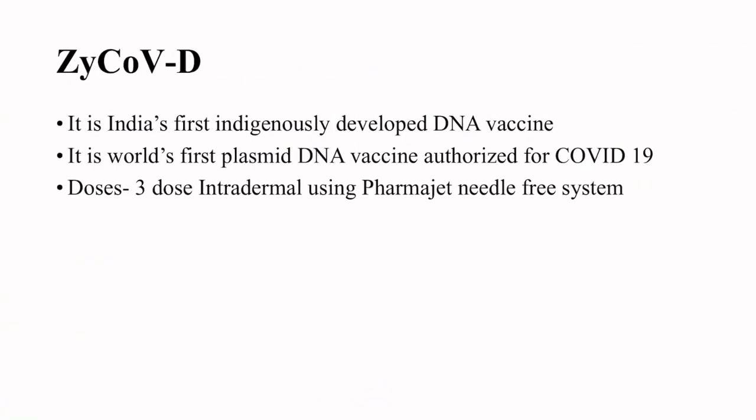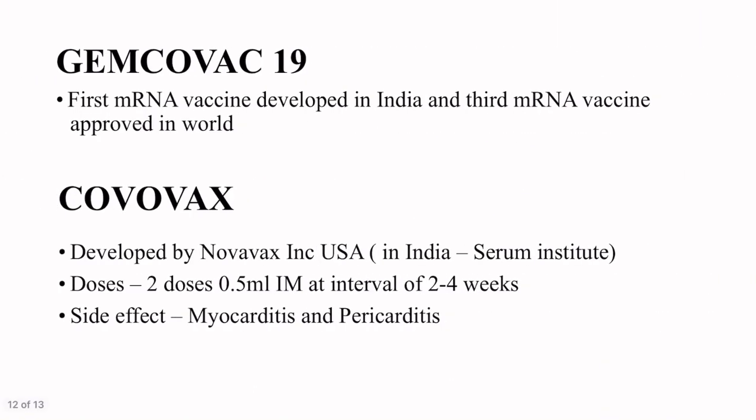Next is ZyCoV-D. D here stands for intradermal, and this is the first vaccine given intradermally, 3 doses, using the PharmaJet needle-free system. It is the world's first plasmid DNA vaccine authorized for COVID-19. Next is Gemcovac-19. It is the first mRNA vaccine developed in India, and it is the third mRNA vaccine approved in the world.